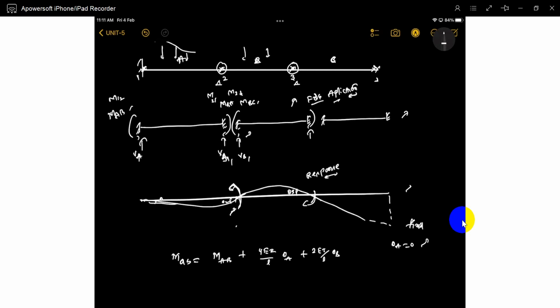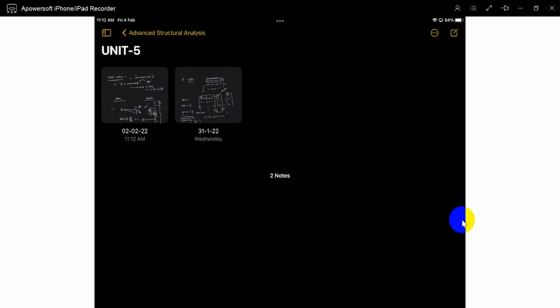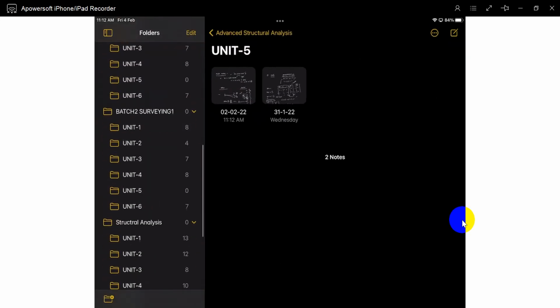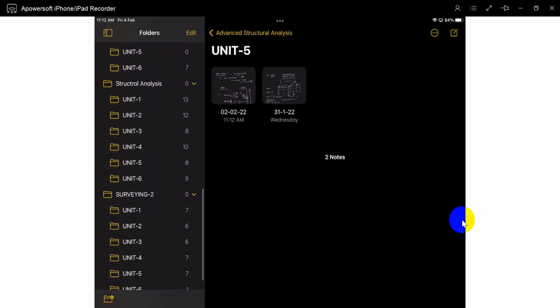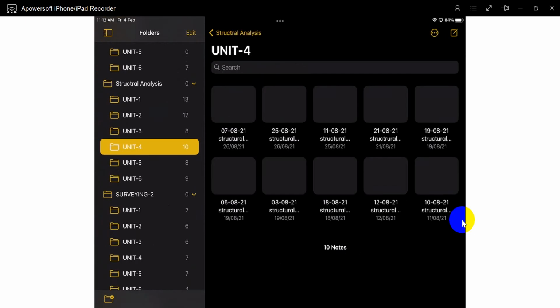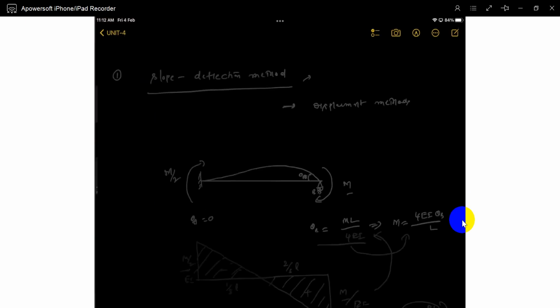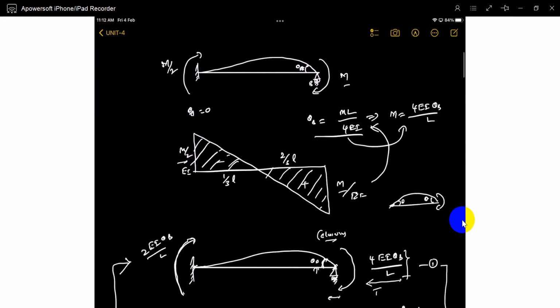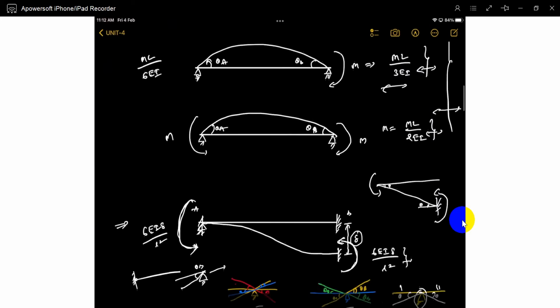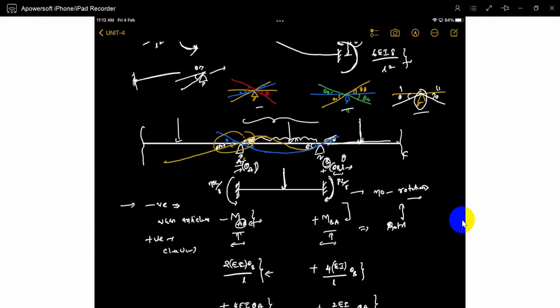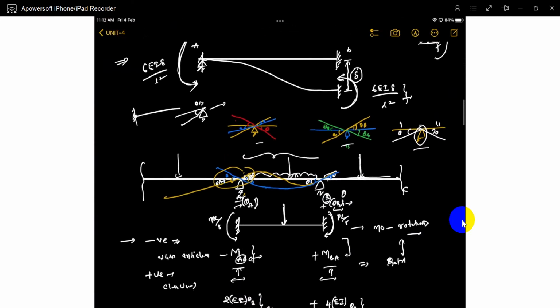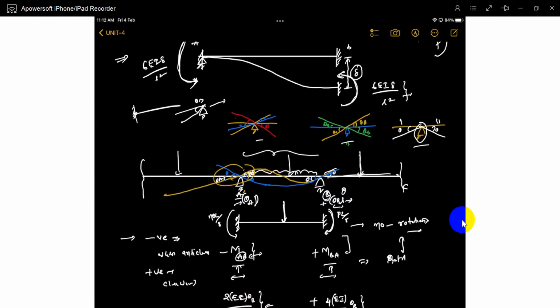Okay, so this is MAB, we write the slope deflection moment. Exactly, the slope deflection method we write like this only. Here also the same thing. Otherwise I will show what I explained. So for the individual M by 4EI, these are the things I developed. See, here I show you.